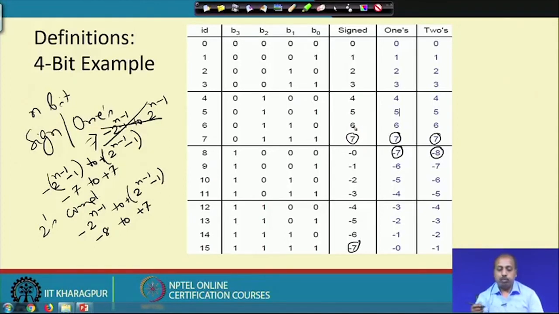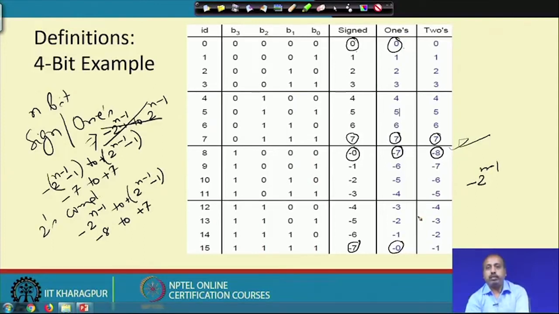You see that in 2's complement notation, I can represent one number extra. This minus 2 to the power n minus 1 was not representable in 1's complement and signed representation, but it is representable in 2's complement form. This has happened because in signed representation and 1's complement representation, we are representing plus 0 as well as minus 0. So, the value 0 has got two different representations in signed representation and 1's complement representation.